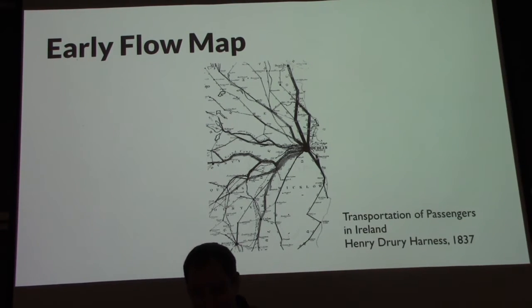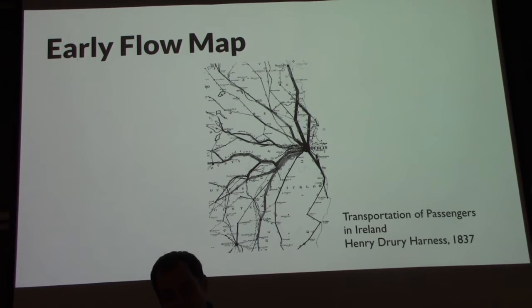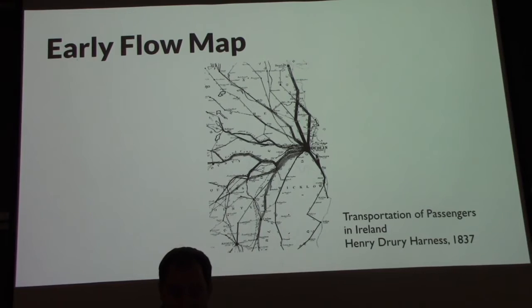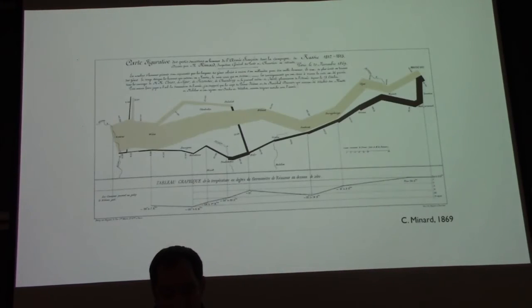So you can see that the width of these flows corresponds to how many people travel to and from Dublin. So you can see that this here is the most important path into Dublin compared to others that go up to the north that are not as important.